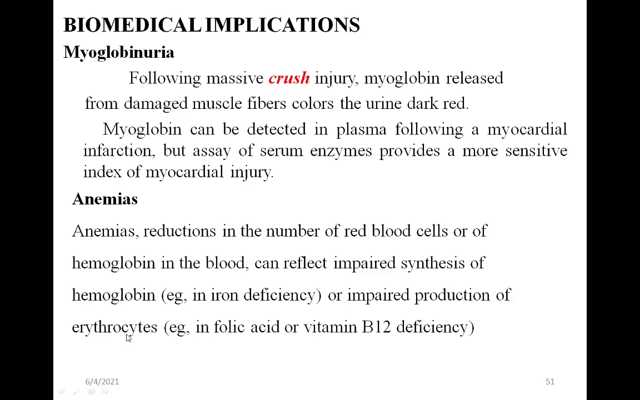Maybe erythrocyte production is normal but hemoglobin production is less due to iron deficiency, or as a whole there is impaired production of the erythrocyte, that means erythropoiesis is less in the bone marrow, due to deficiency of folic acid and vitamin B12. If there is deficiency in hemoglobin formation, in that case also anemia occurs.